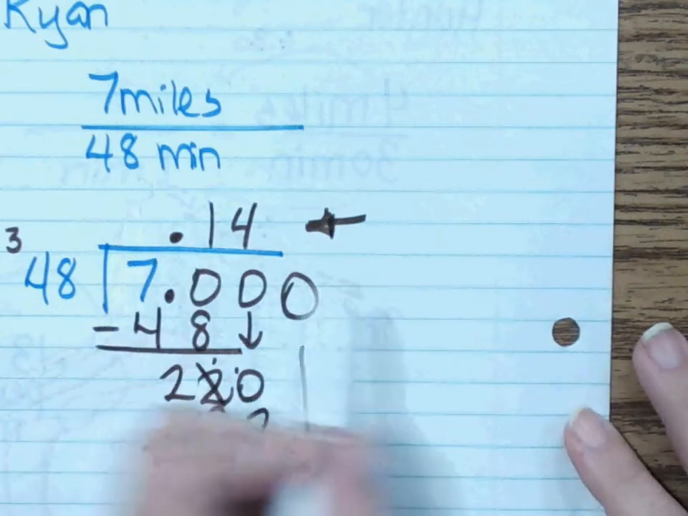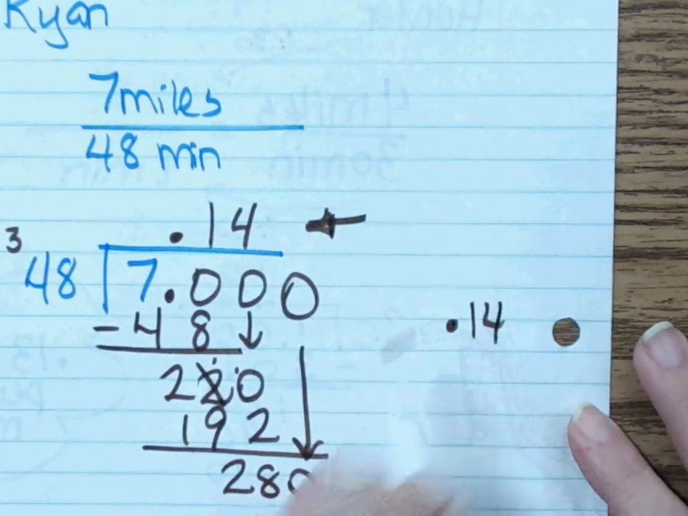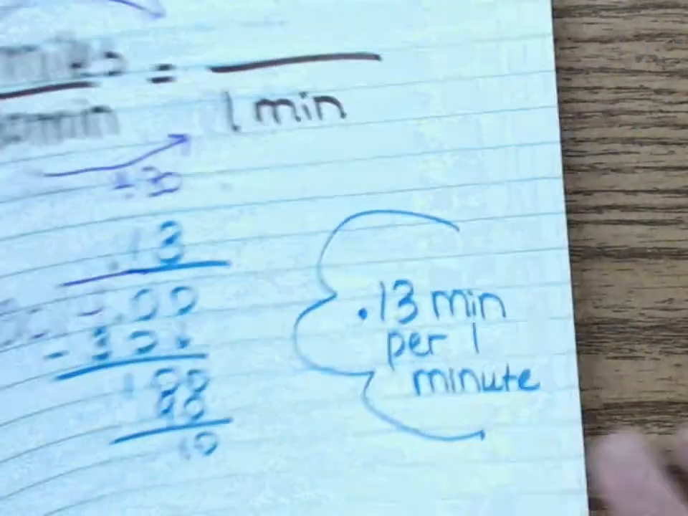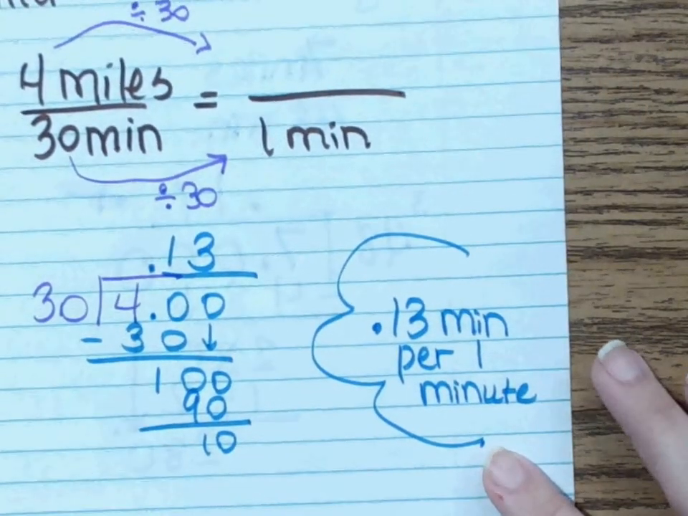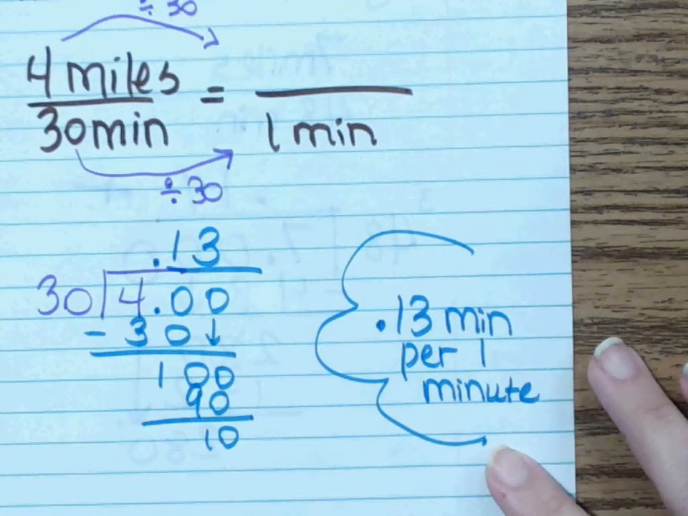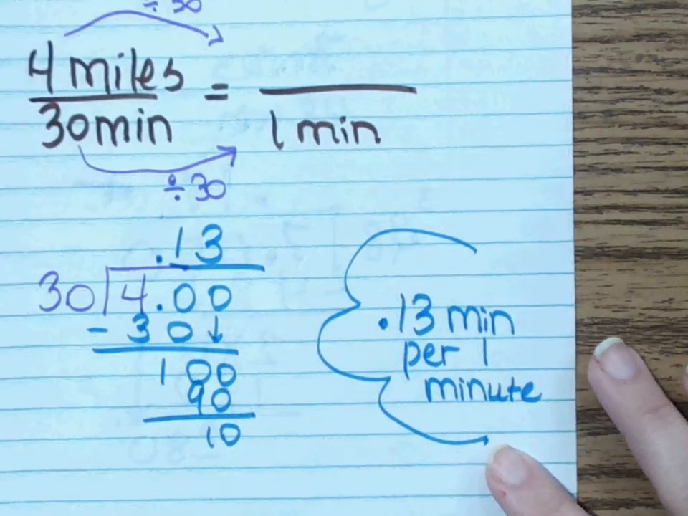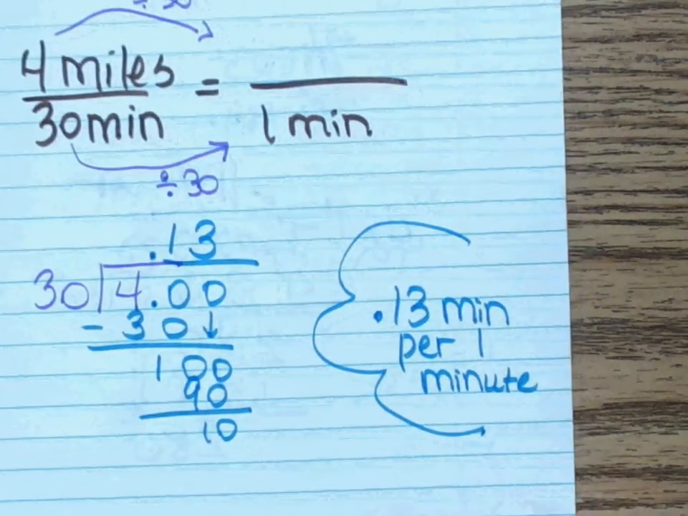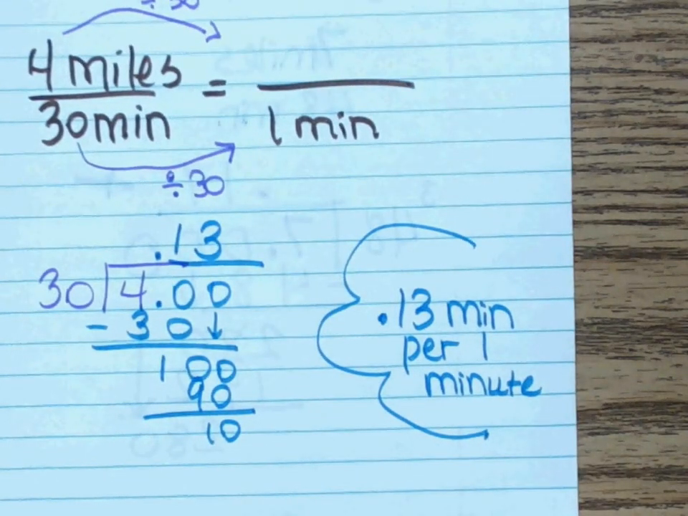Ryan runs about 14/10 of a mile in 1 minute. And Hunter runs about 0.13 miles per minute. I wrote minute per minute, didn't I? Sorry about that. That should be miles per minute.